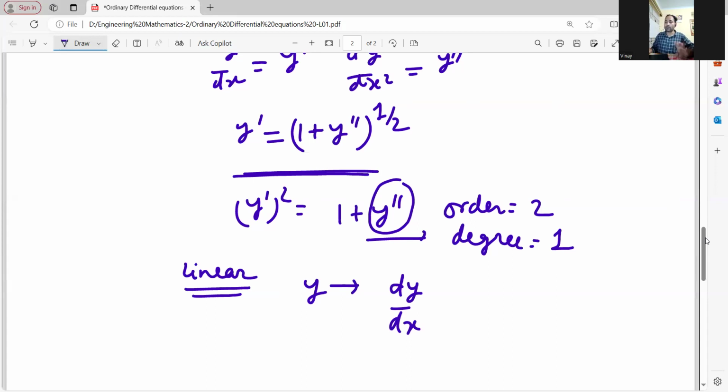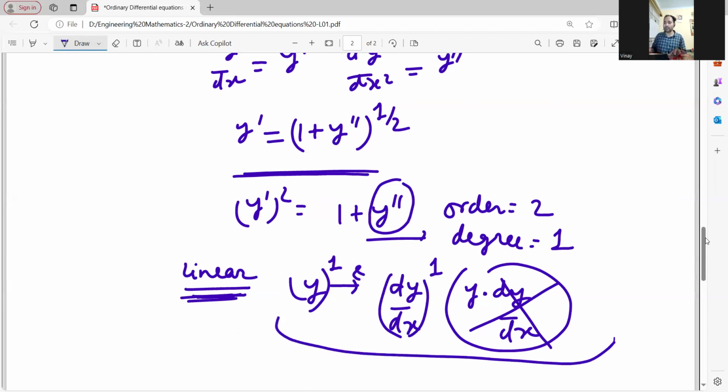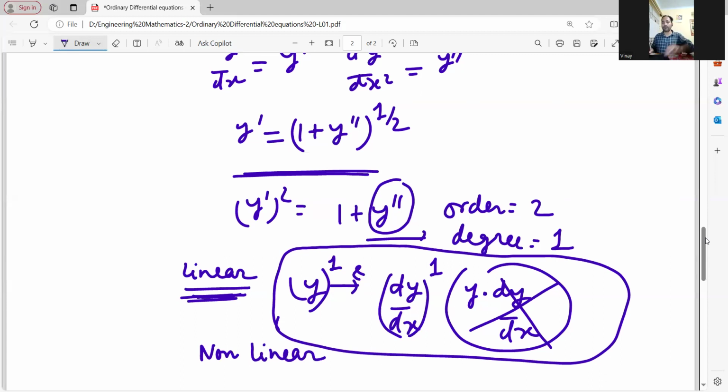So your dependent variable and your derivative should have power 1, and they should not be in a product like y times dy by dx. So this has power 1, this has power 1, and this product is not present, then you will say your differential equation is linear. And if any of these conditions is violated, then your differential equation becomes non-linear. I will give you examples.